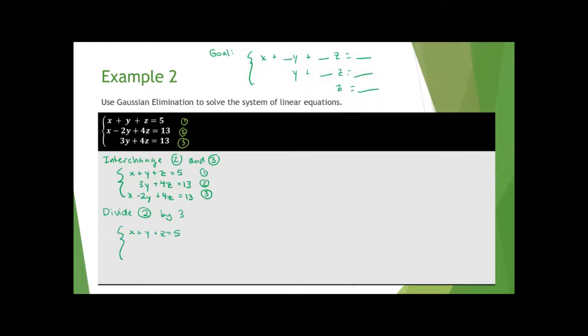And now I'm going to get some fractions, so I'm going to need some more space here. So 3y, when I divide that by 3, I get regular y. Then I get 4/3 z equals 13/3. And then my third row stays the same: x minus 2y plus 4z equals 13.